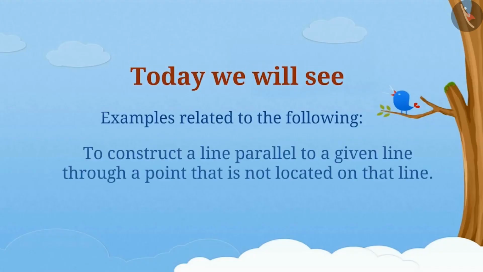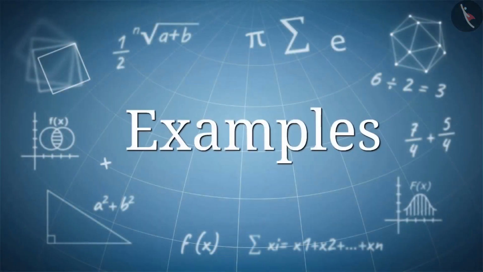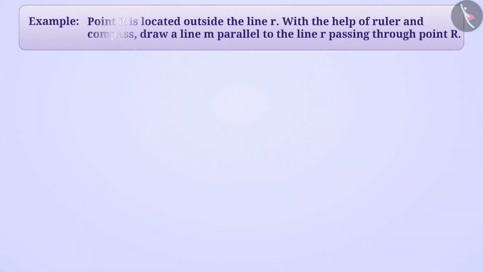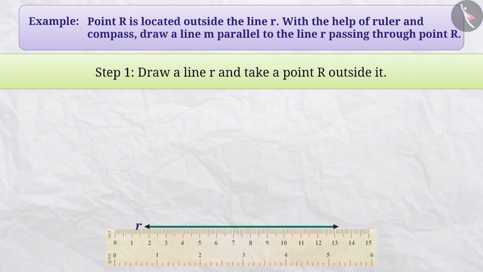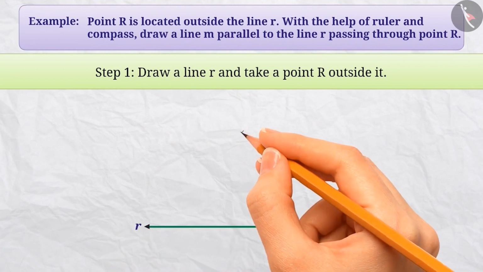Today we will see some examples based on how to construct a line parallel to a given line through a point not on the line. Take a line R and point R outside R. With the help of a ruler and compass, draw a line M parallel to R, passing through the point R. Step 1. With the help of a ruler, draw a line R. Mark a point R outside R.